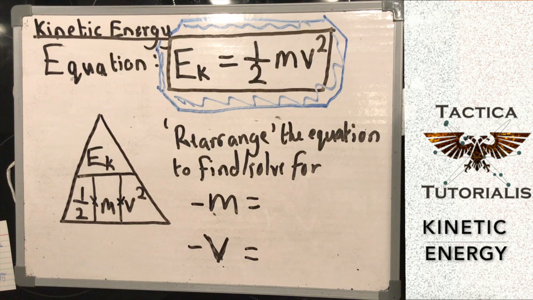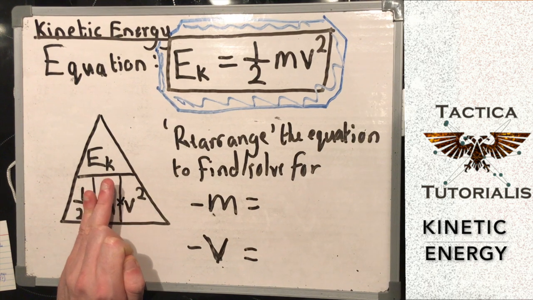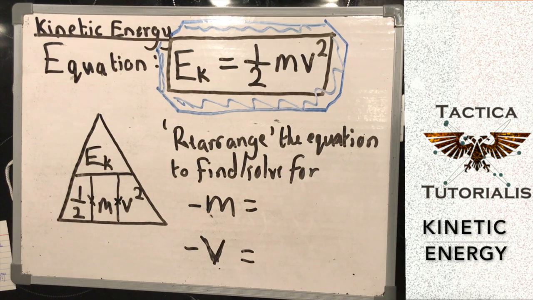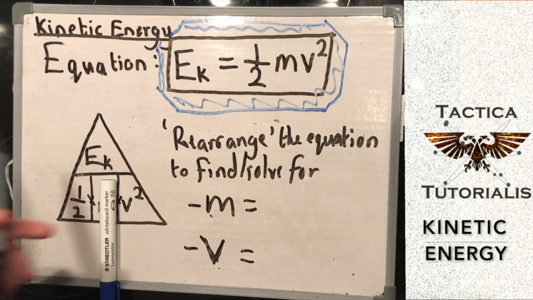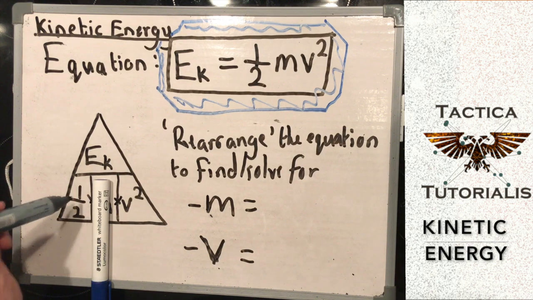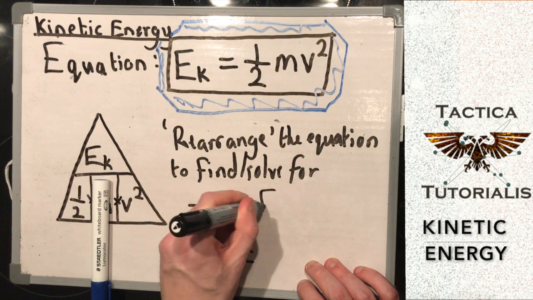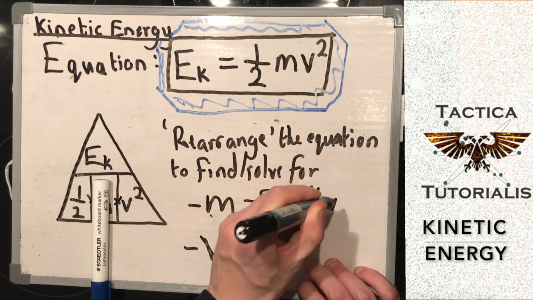Now, if I wanted to solve for mass, which is what we're going to do for our first one, I need to use those two fingers and cover over m. Now what is my triangle telling me to do? If I just put that over the top, what is it telling me I have to do? Well, it's telling me to do two things. I have to have kinetic energy and do a division by a half times v squared. So you can write this in two different ways. So you've got EK divided by a half v squared.